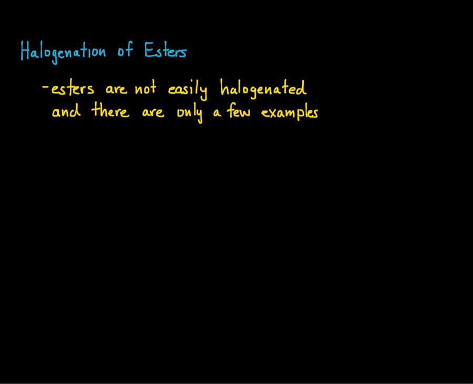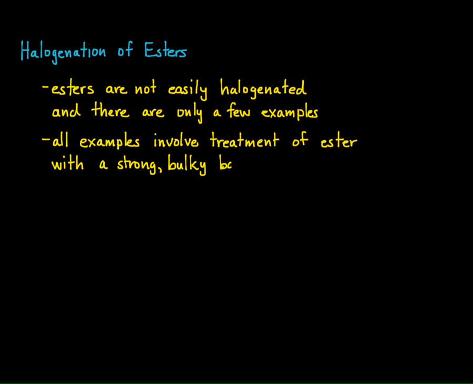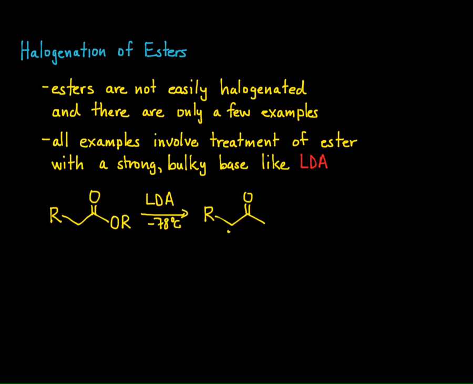There aren't very many examples, and it happens that all of the examples of halogenation of esters involve treatment of the ester with some type of strong, bulky base like LDA. So the first thing that happens is I take my ester, I treat it with LDA. So LDA is not nucleophilic, but it is a strong base, as we know. And so we can generate the enolate of our ester.